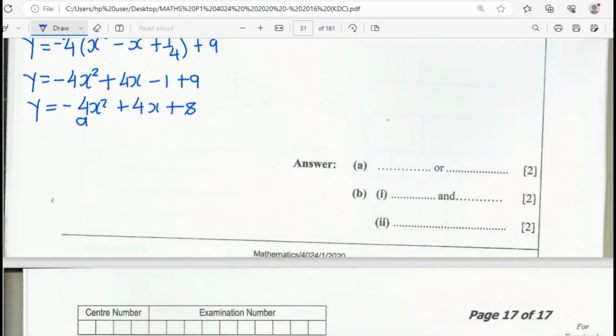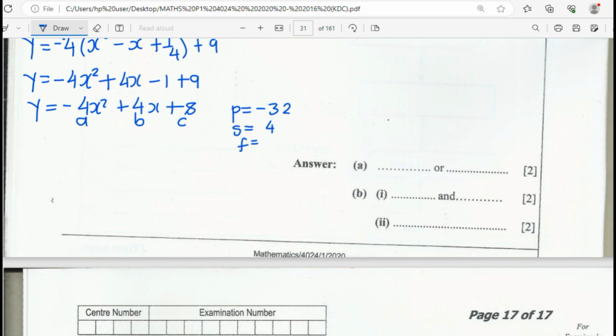So let's say a, b, c. How can we solve this? If you want, you can use the quadratic formula. You can use the product. So as our product is negative 4 times 8, which is negative 32. The sum is just 4. Factors are easy, so let's look at the factors.